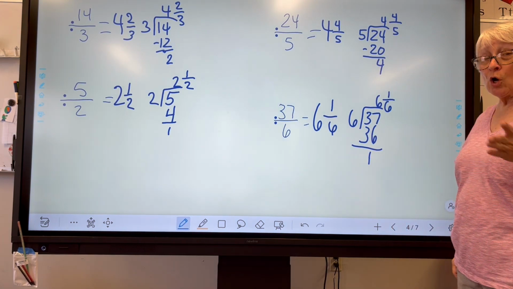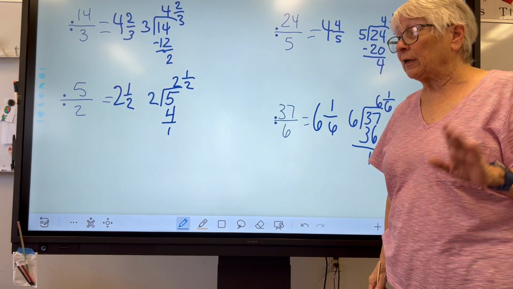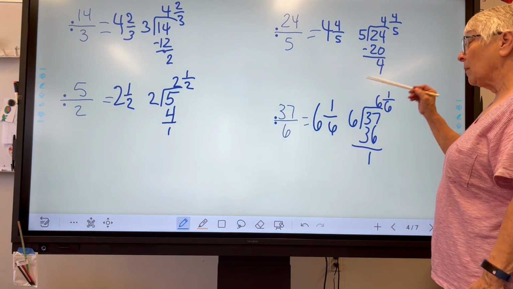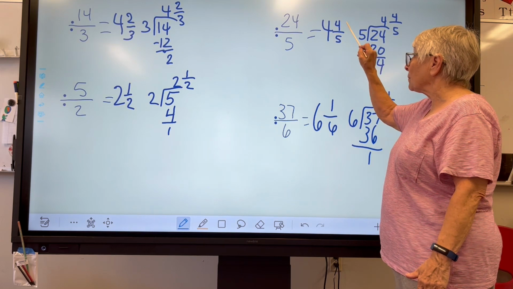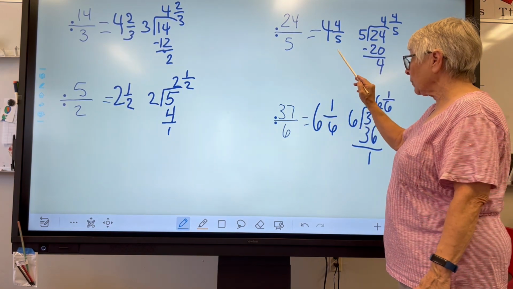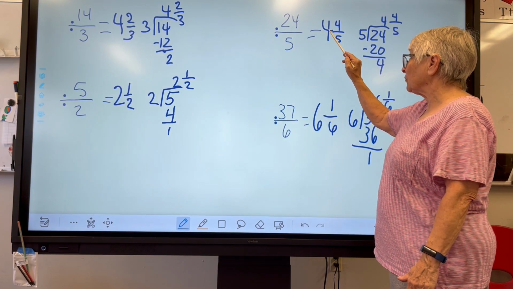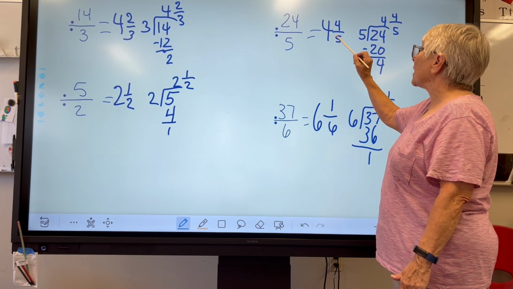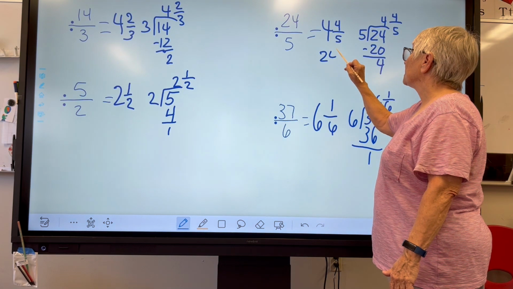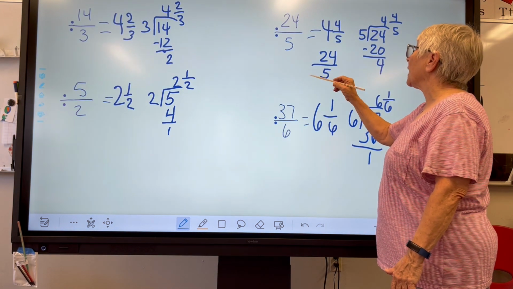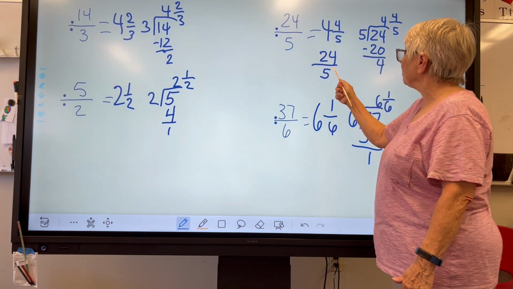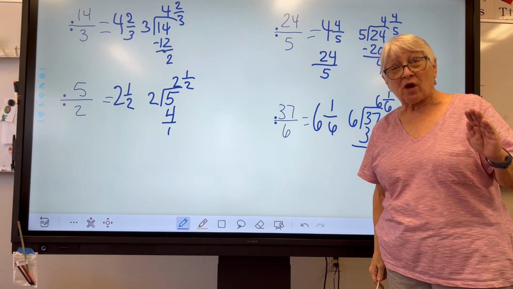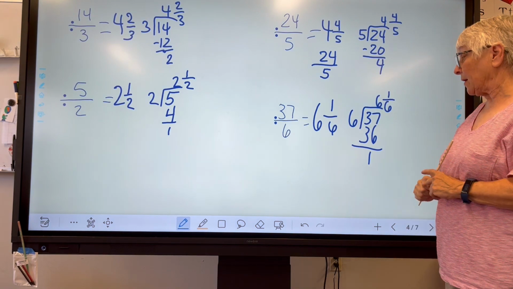Now, if we want to know whether we got the correct answer, we can go backwards to find out. Remember that if we turn this into an improper fraction, we multiply the denominator times the whole number. 5 times 4 is 20, plus that 4, and the denominator stays the same. And that's the same number we started with, so that means we've done it correctly. So that's the way you can check to see if you've gotten the right answer.